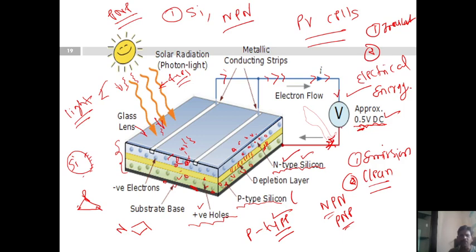A single silicon PV cell typically produces an electric current of about 3 amperes. If you consider one single cell, how much will be produced? 3 ampere current will be produced, guys. Yes or no? Yes. With a single photovoltaic cell producing up to 1.5 watt of power, means how much? 1.5 watt of power is generated.